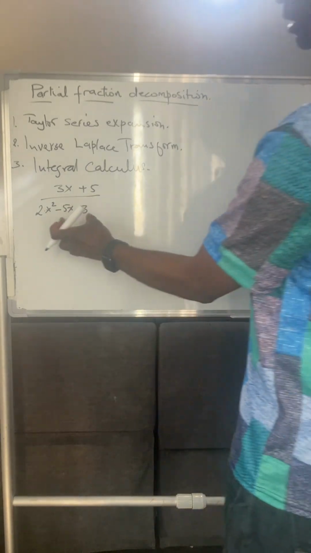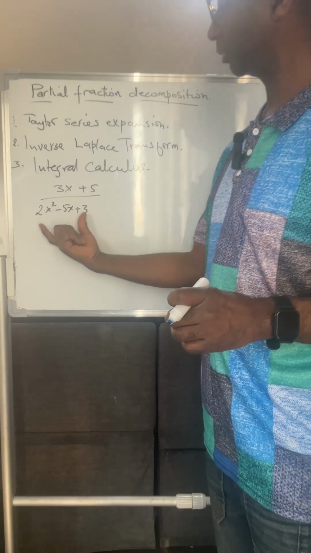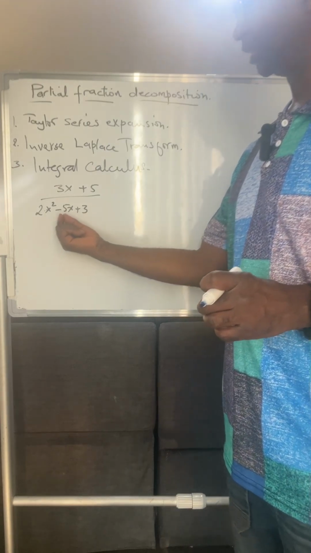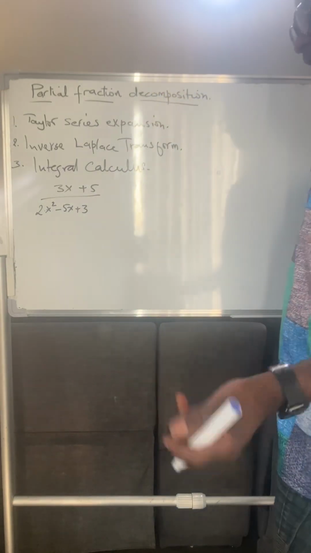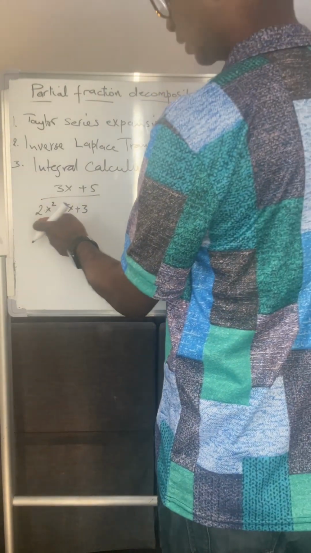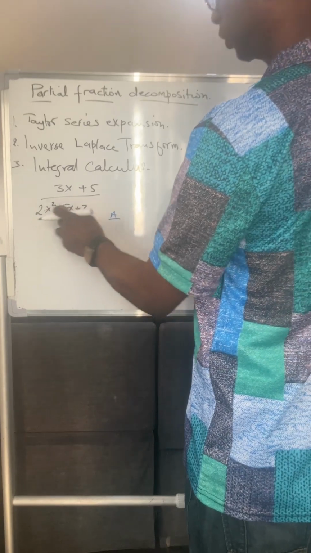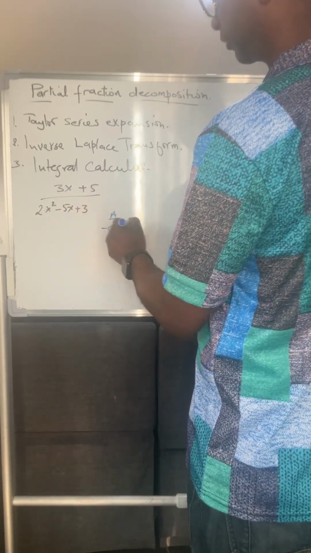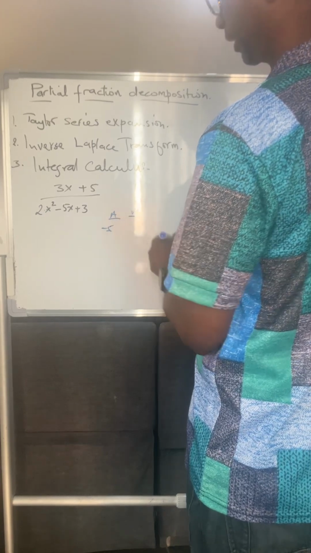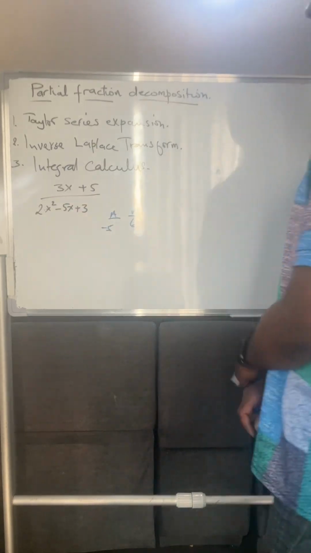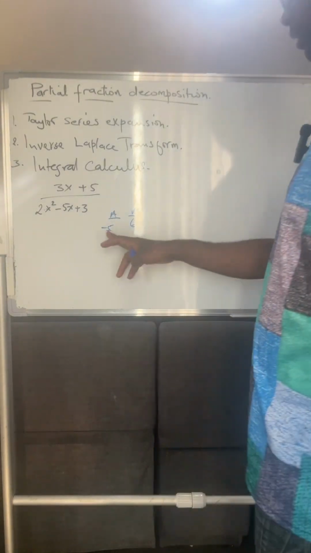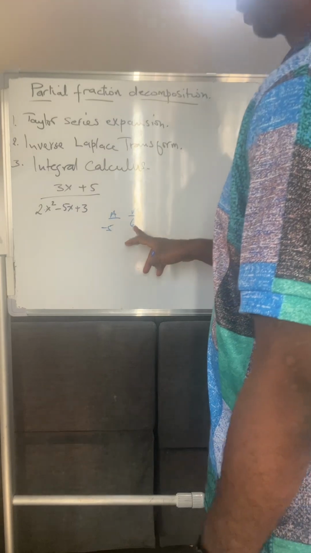So now, because we have a quadratic expression here, we are able to factorize the function at the bottom. We know what to do. We find two numbers which, when you add them together, you get minus 5, but when you multiply them together, you get plus 6. So which two numbers, when you add, you get minus 5, but when you multiply, you get plus 6? They both have to be negative.